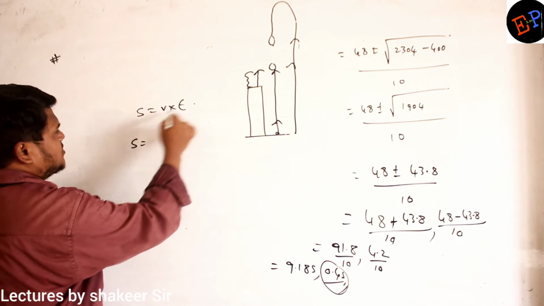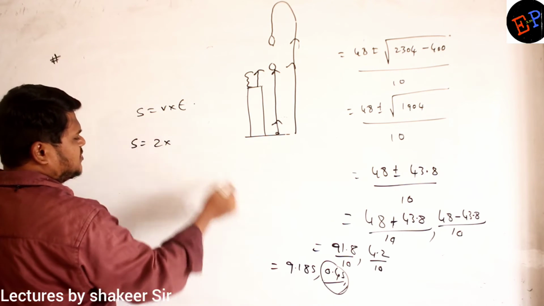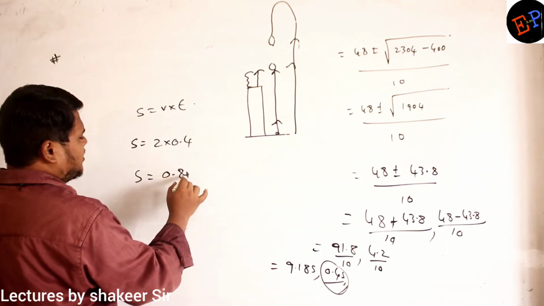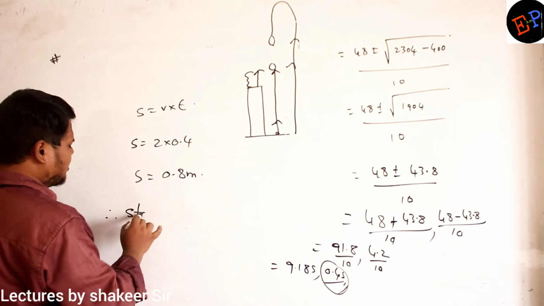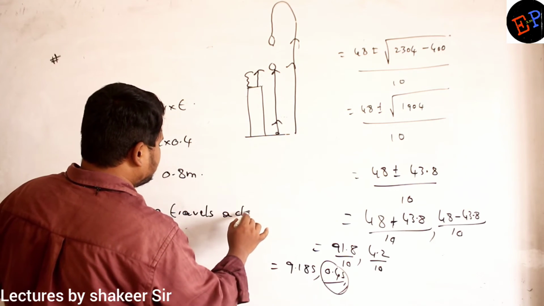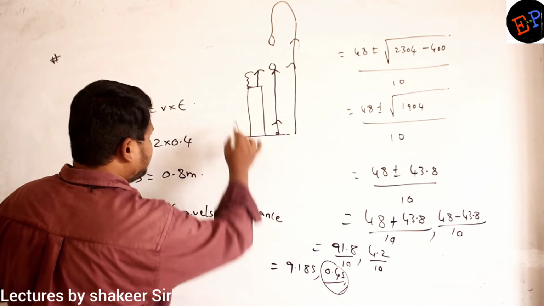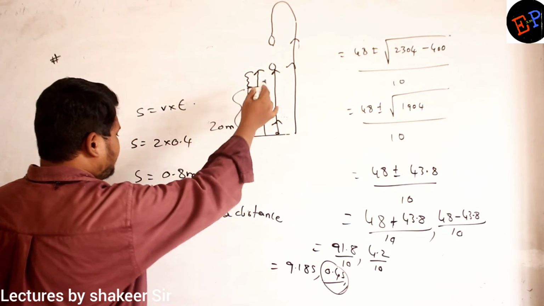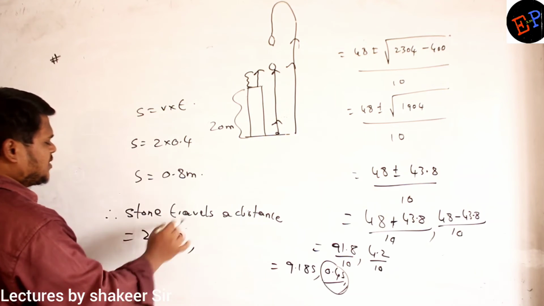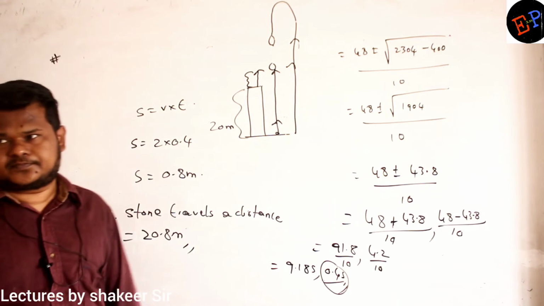So displacement. Velocity of the balloon is how much? 2. Time taken is how much? 0.4 seconds. So displacement is how much? 0.8 meters. So the stone totally travels how much distance? What is the height of this tower? 20 meters. 20 plus 0.8, so 20.8 meters. So this is where the stone goes and hits the balloon.